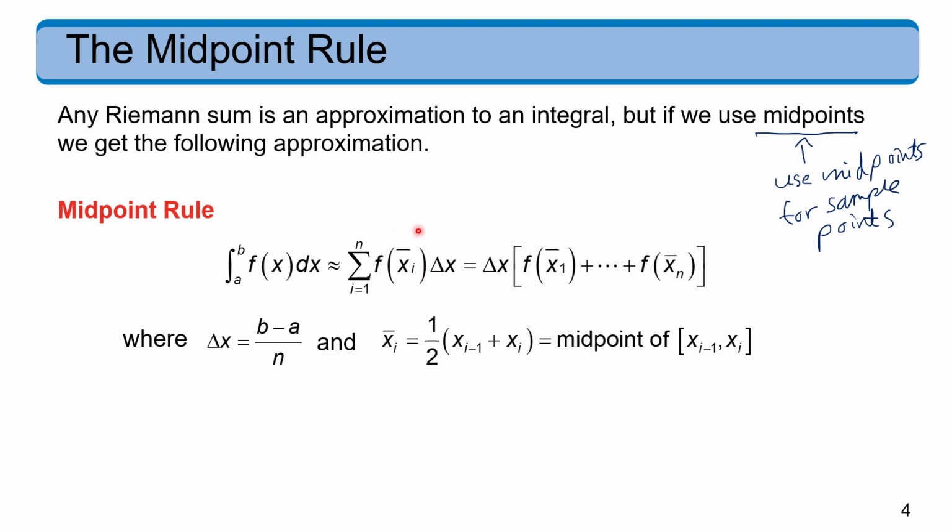And here, the reason they call it x_i bar is that's the notation for the average, right? The midpoint between the left and right points of your interval can be found by averaging them, so add them together and divide by 2.